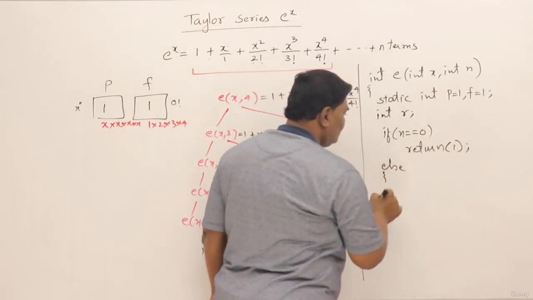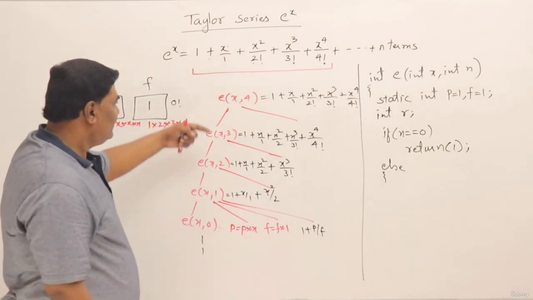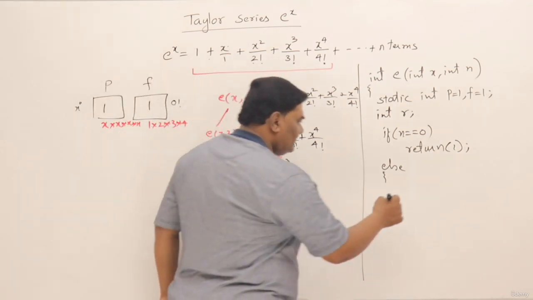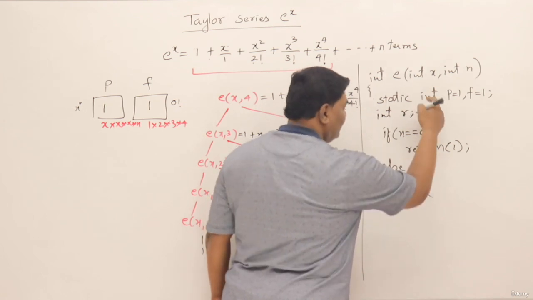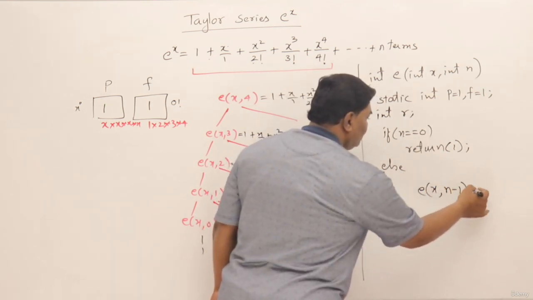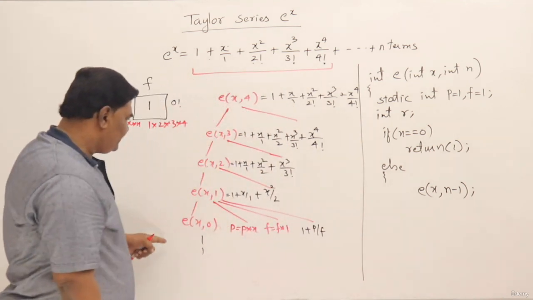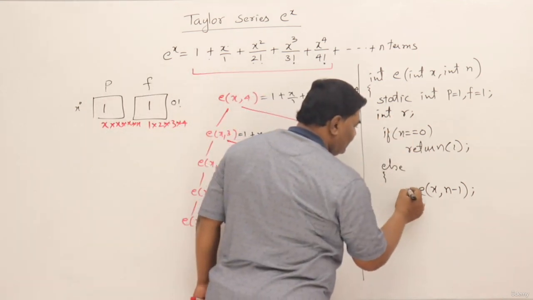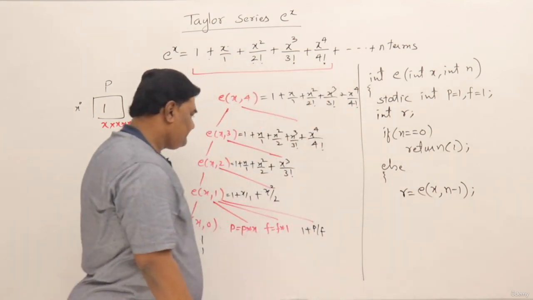Else, what are the steps? First, call itself. So first is call. So e, x is as it is, and n minus 1. The result of this function should be taken in some variable. So for that I have taken a variable r. Let it be in r.